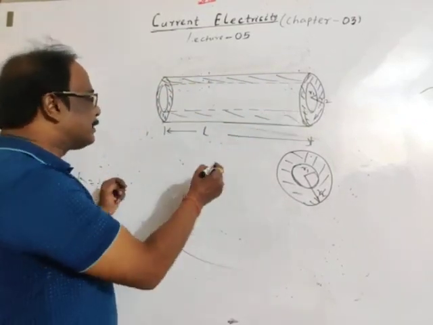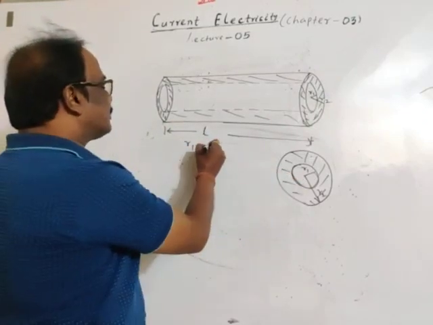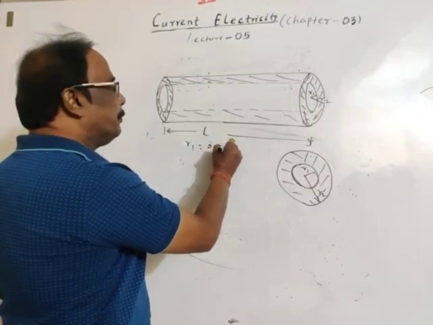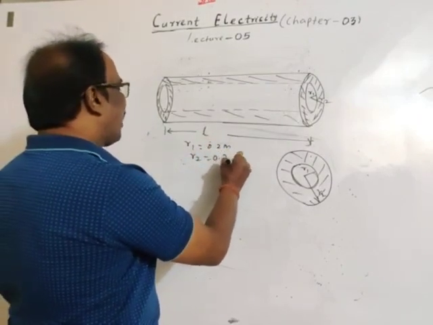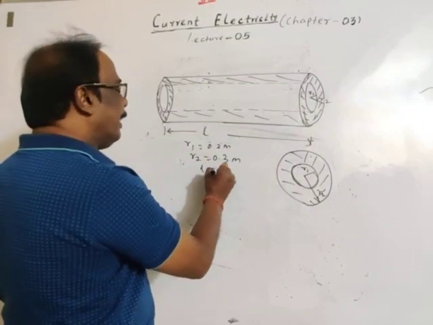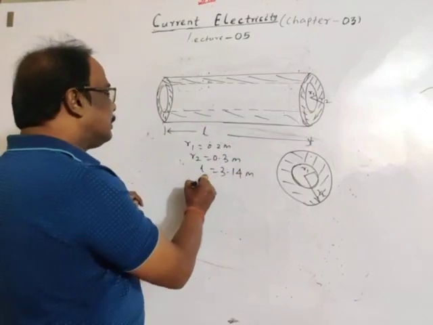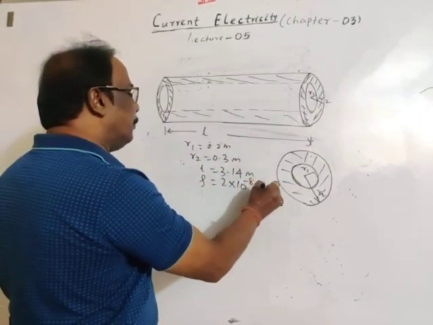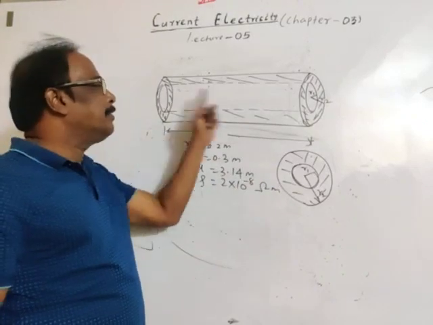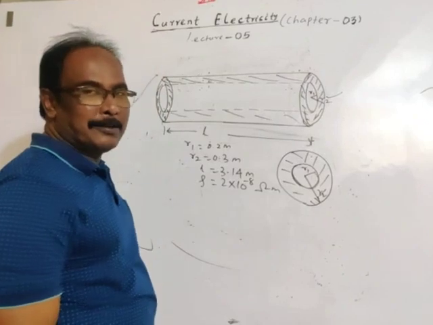So what are the dimensions? Let inner radius R1 be 0.2 meter, outer radius 0.3 meter, length 3.14 meter, and resistivity 2 into 10 to the power minus 8 ohm meter. We have to find the resistance of this wire between these two end faces.